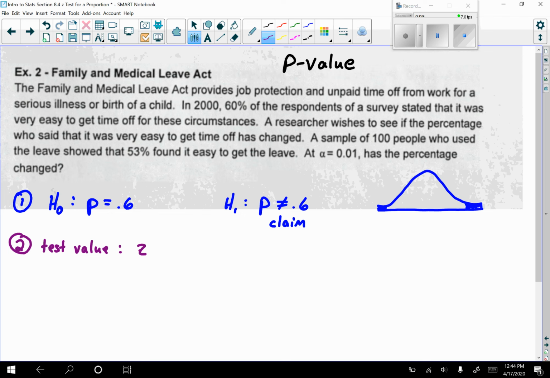Again, which is z. That's going to equal p hat. In this case, the p hat was already given to us as a percentage. That's the sample proportion here. So we're looking at 0.53 minus p, which is 0.6 or 0.60, divided by the square root of 0.6, that's p, 0.4 is q again, and our sample size this time is 100. So go ahead and pause this to calculate this, but you should be getting a negative 1.43.